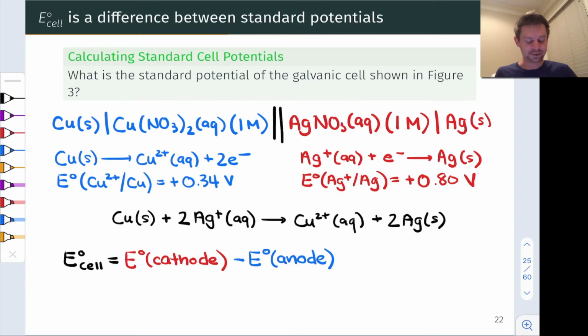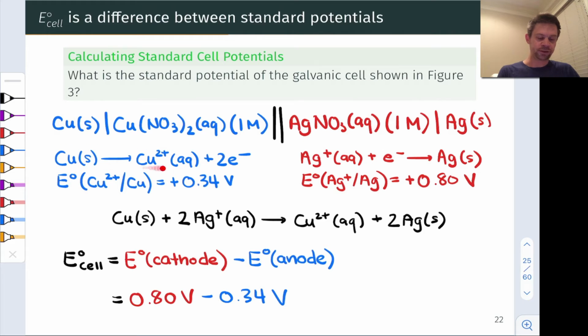All right, so now we can apply this idea that the cell potential is the difference between the reduction potential of the cathode and the reduction potential of the anode. And we've already listed these values. It's 0.8 volts for the silver 1 to silver reduction and 0.34 volts for the copper 2 plus to copper reduction. Notice here, being very careful, this 0.34 volts corresponds to the reverse of this process, reduction of copper 2 plus with 2 electrons to form copper metal. This is why a negative sign shows up in this equation.